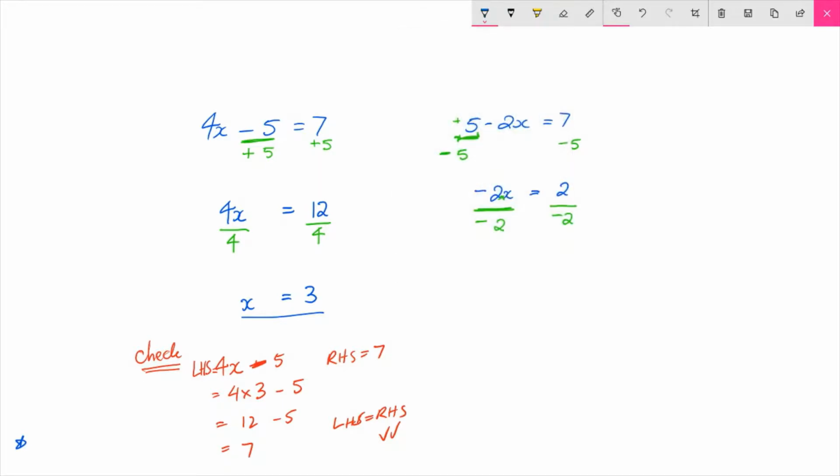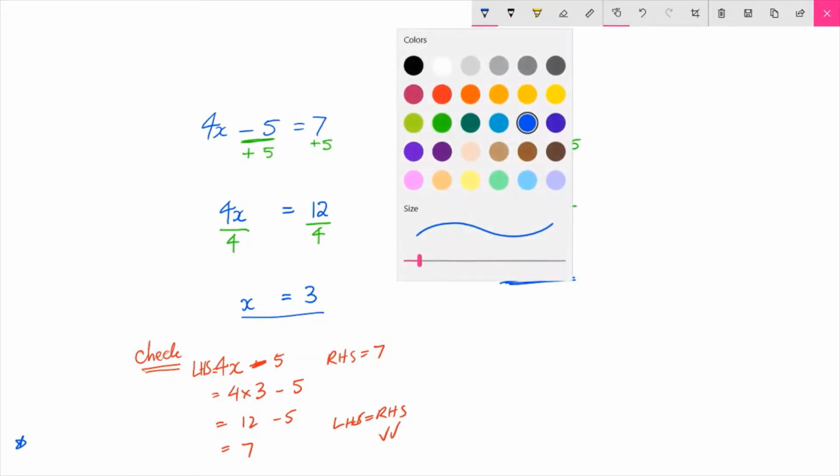So negative 2 divided by negative 2 gives us 1. So we get 1x on the left-hand side. And then on the right-hand side, we've got 2 divided by -2. That equals -1. So our solution for this case is x is equal to -1.